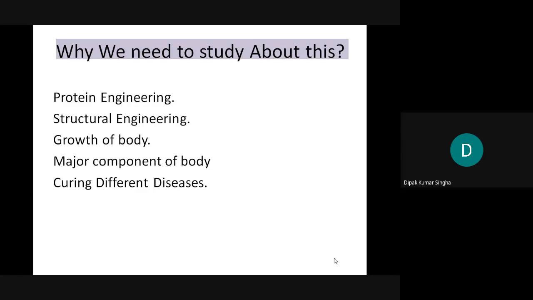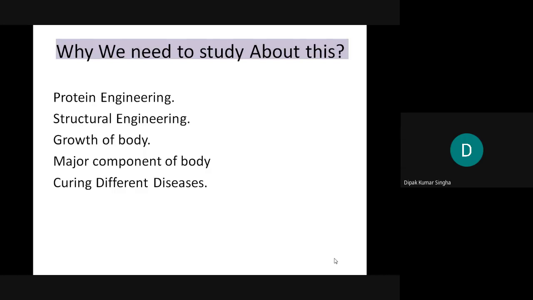Number 3, the growth of the body. Our body growth totally depends upon proteins, because the whole body is composed of protein, from nails to hair, all parts of the body. Protein is the major component, the building block of the body, just like bricks for the construction of a building. And not only building blocks, but other components like enzymes, hormones, blood groups, and blood are basically composed of proteins, and protein has the major role.